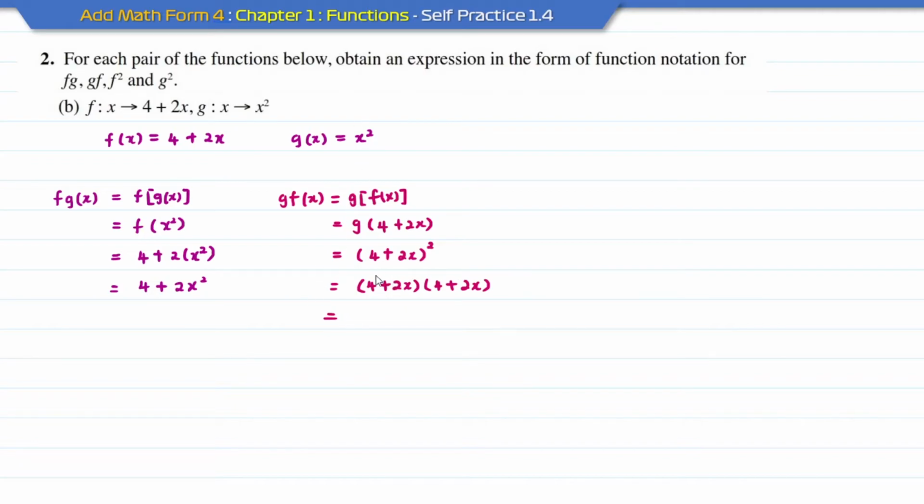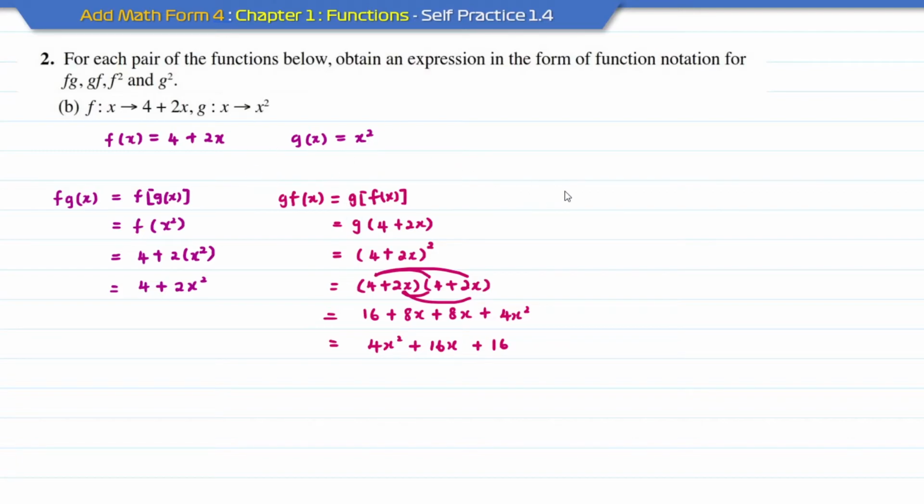So what you're going to get, 4 times 4 is 16, plus 4 times 2x, which is 8x, plus 8x, plus 4x squared. So I'm going to arrange it. So I'm going to get 4x squared. So 8x plus 8x, I'm going to get 16x, and then plus the number 16.